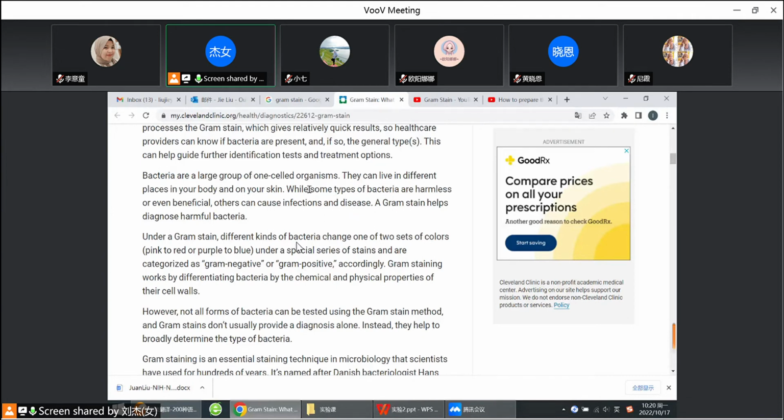Here it introduces the bacteria that we have learned. Some types of bacteria are less harmful, meaning they are not harmful or even beneficial to human beings. But other bacteria can cause infections and disease. So the Gram stain helps diagnose the harmful bacteria.